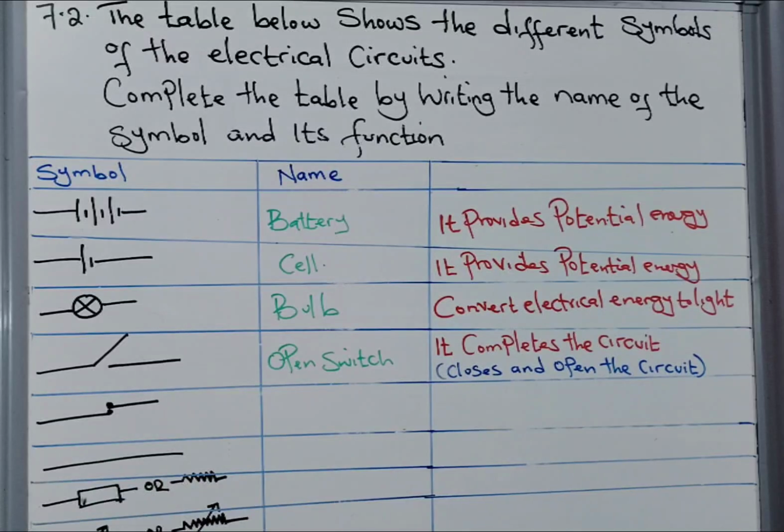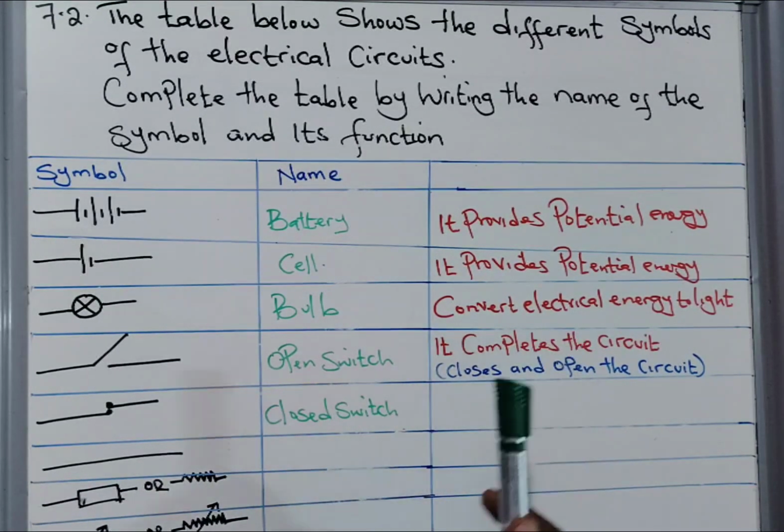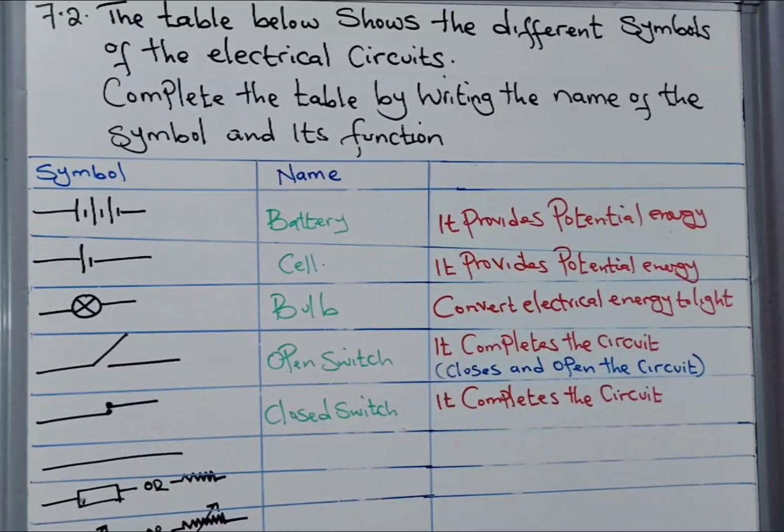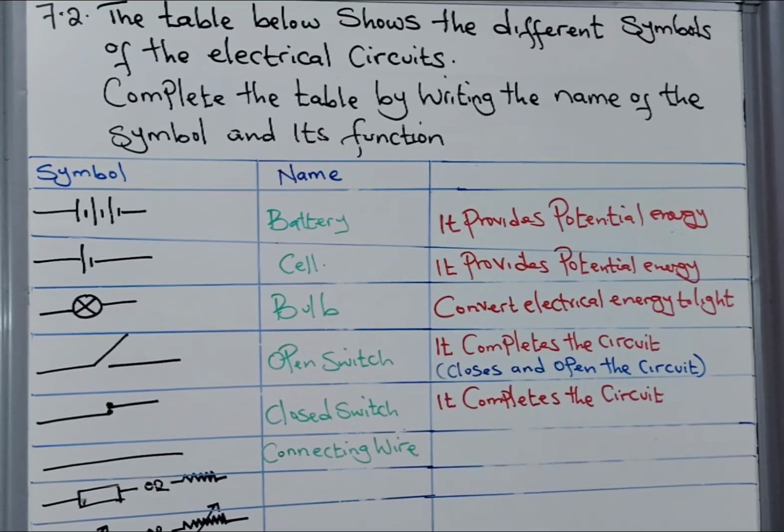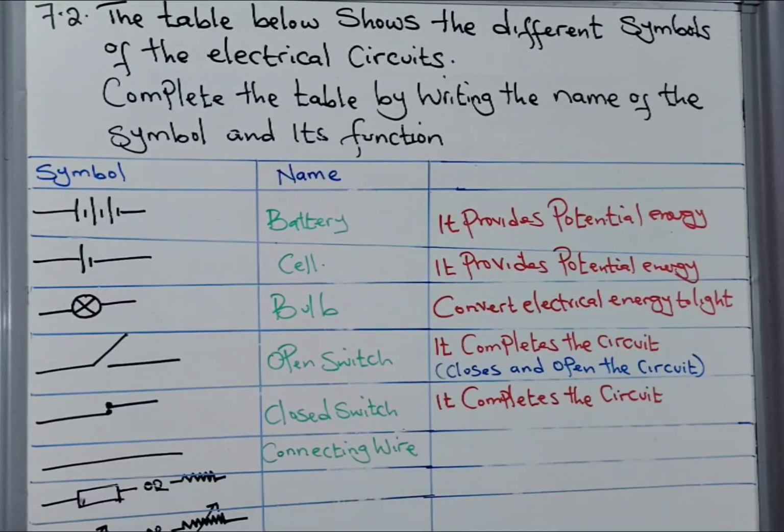Then we come to this one. What is it? This is a closed switch. And what is the function of the switch? It's the same as that one. It completes the circuit. Then we come to this one. What is this? This is how we represent a connecting wire. And what is the function of a connecting wire? It conducts electricity.